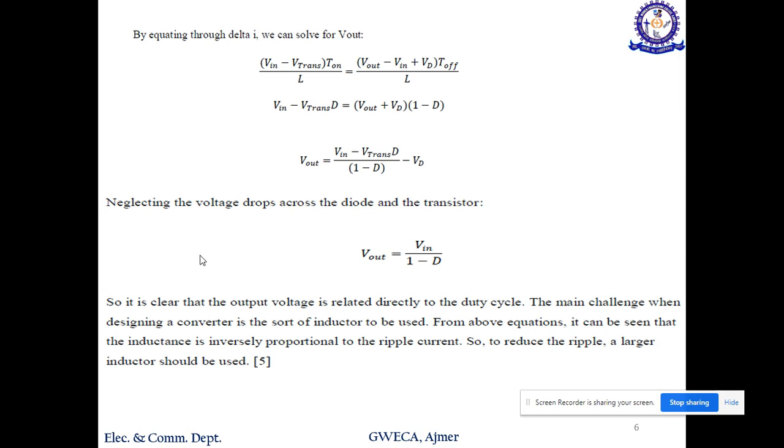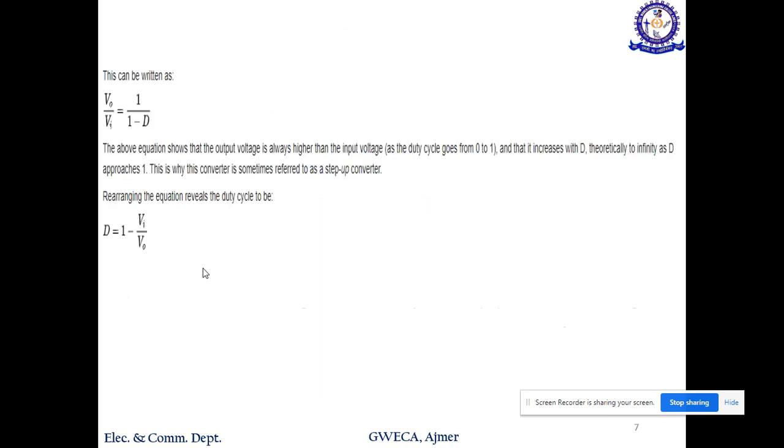The output voltage is always greater than the input voltage. So here a boost operation is being performed. We are getting the boosted output voltage with respect to the input voltage. Again, V out upon V in is equal to 1 upon 1 minus D, as we said earlier. The output voltage is always higher than the input voltage as the duty cycle goes from 0 to 1, and it increases theoretically to infinity as D approaches 1. This is why the converter is sometimes referred to as the step up converter.